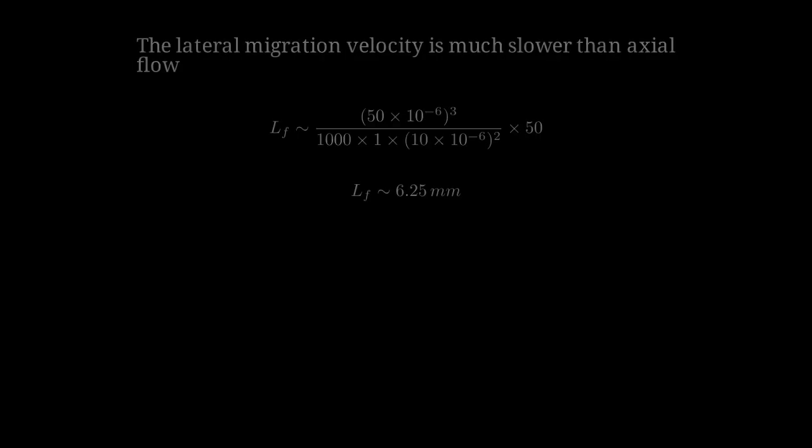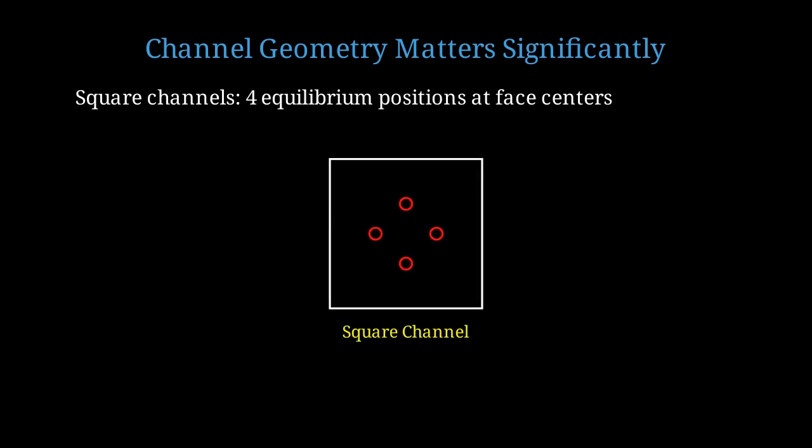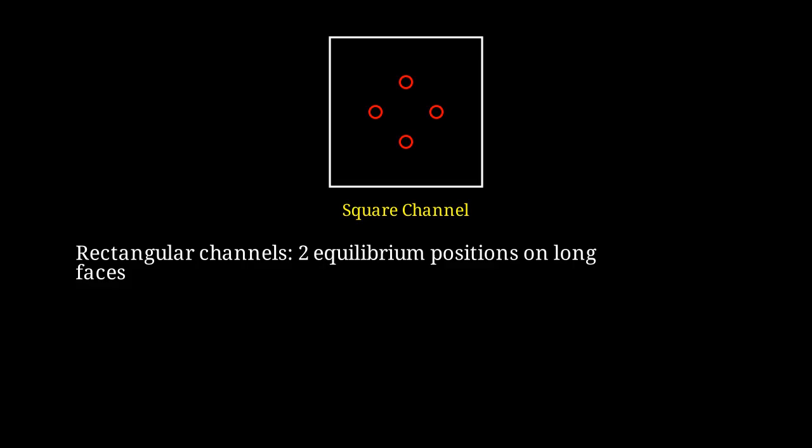Now let me address an important practical consideration. Channel geometry matters tremendously for inertial focusing. In a square channel, you get 4 equilibrium positions located near the center of each face, slightly offset from the walls. Here's the cross-section of a square channel showing the 4 equilibrium positions. They're symmetrically arranged. In a rectangular channel with aspect ratio greater than about 2, you only get 2 equilibrium positions on the longer faces.